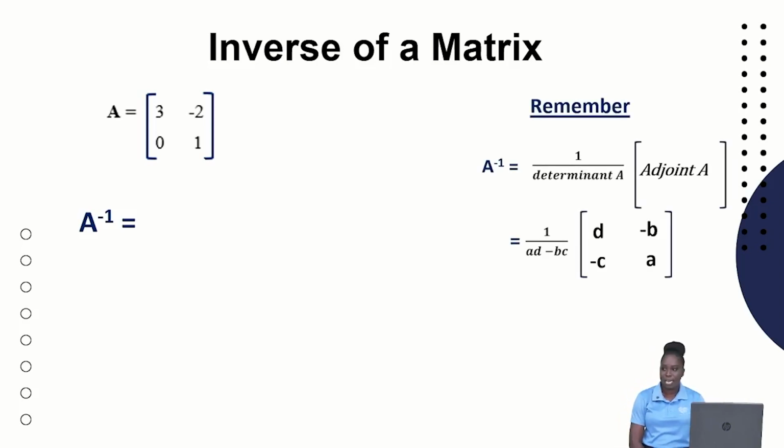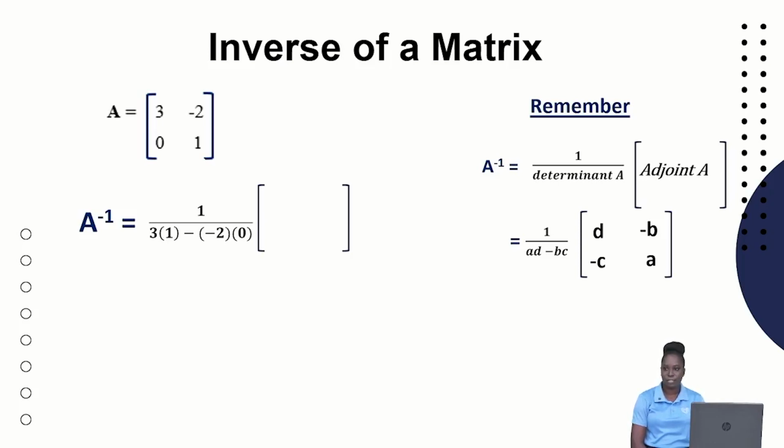But let's remember that A inverse, or the inverse of any matrix, which we just happen to be using A, is equal to 1 over the determinant of the matrix times the adjoint of the matrix. And we can express that as the determinant, again, AD minus BC, and the adjoint as we would have previously recapped. So let's look at matrix A, 3, -2, 0, 1, and we're going to find the inverse of that. So this would be 1 over the determinant, and the determinant is 3 times 1 minus negative 2 times 0, times the adjoint.